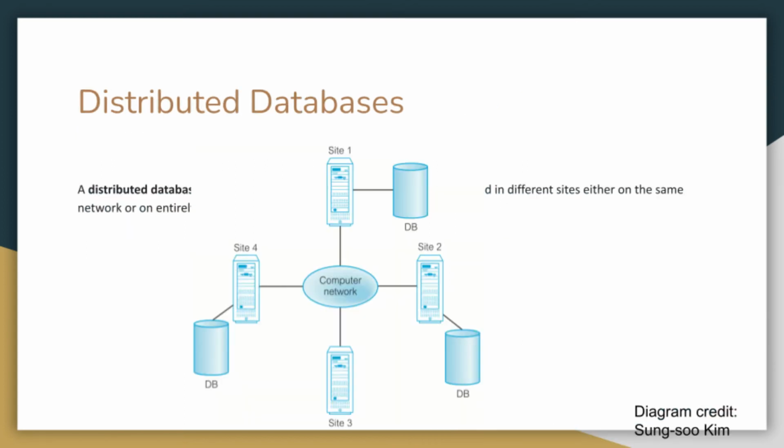Distributed databases. What is a distributed database? A distributed database is a database that consists of two or more files located in different sites, either on the same network or on entirely different networks. Portions of the database are stored in multiple physical locations, and processing is distributed among multiple database nodes.